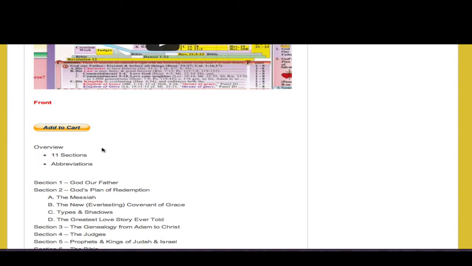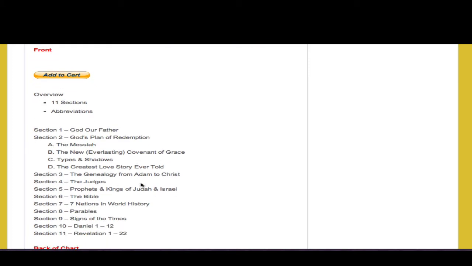On the front, you will also find an overview with 11 sections that are charted in different colors on the front of the chart. You will also notice that we will have an abbreviation section that shows the 19 abbreviations I used throughout the chart. Then the first section, and let's scroll up here so you can see all 11.